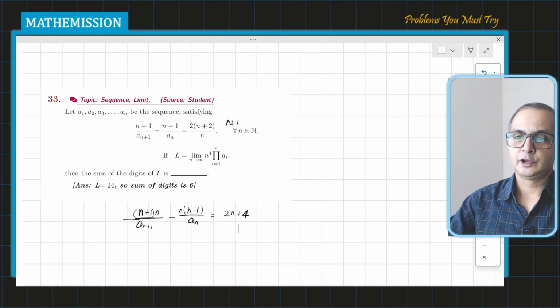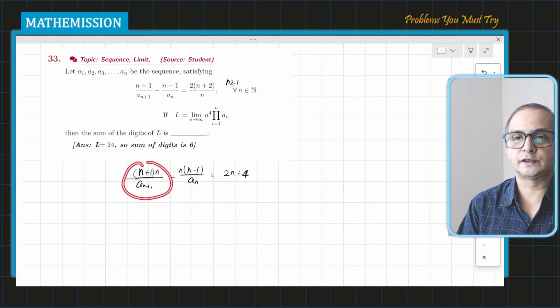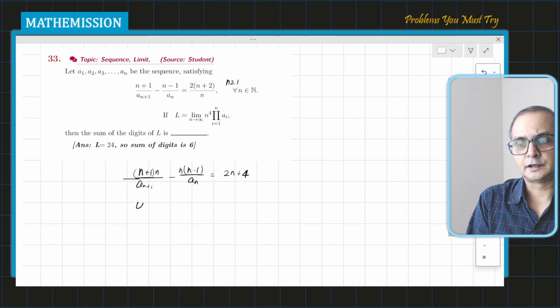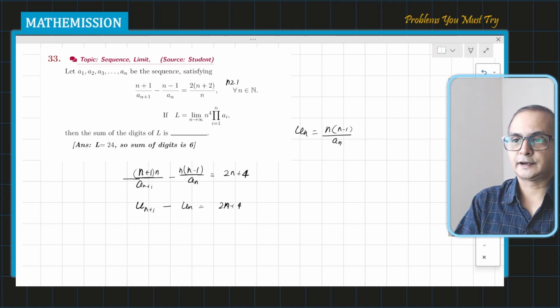You notice that this is giving you the idea that this is some other kind of sequence, at the (n plus 1)th term, because if you substitute n plus 1 there, you get this thing. So identify that, suppose I'm writing the new sequence as u_(n+1) minus u_n is equal to 2n plus 4. So what do I assume there? I assume that u_n is equal to n times (n minus 1) by a_n. So you notice that if I substitute n equal to 1 there, u1 will become 0.